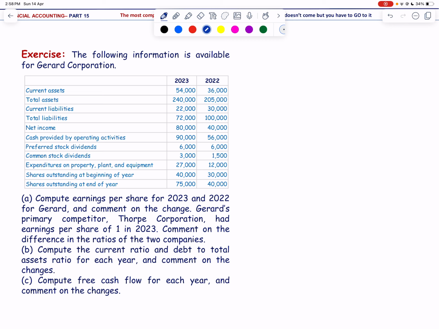And the change, and the primary competitor Thorpe Corporation had earning per share of 1 in 2023. Comment on the difference in the ratios. Okay, so when we have earning per share, earning per share is equal to net income minus preference dividend, not common, only preference, divided by the average common stock outstanding.